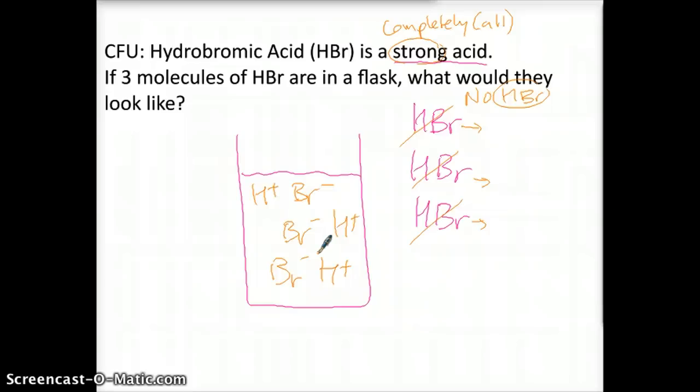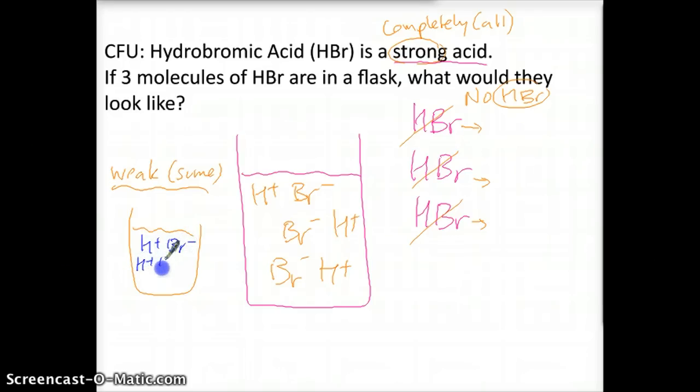The follow-up question would be, what would it look like if it's a weak acid? Well, with a weak acid, only some would dissociate. So if we had a weak acid as a follow-up, maybe you have H plus and Br minus, H plus, Br minus, but some molecules still need to be bonded together. HBr still stuck together. This would represent a weak acid because not all molecules are dissociated.